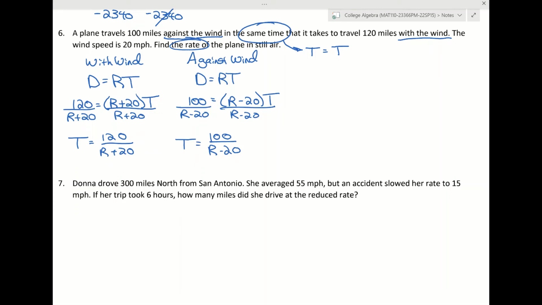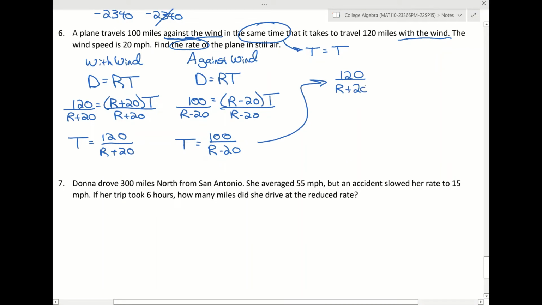The times are the same. What this means is we do 120 over r plus 20 is equal to 100 over r minus 20. We have a proportion. We talked about how to solve that. If you do it on your own, we'll just cross multiply. 100 times r plus 20 is equal to 120 times r minus 20.